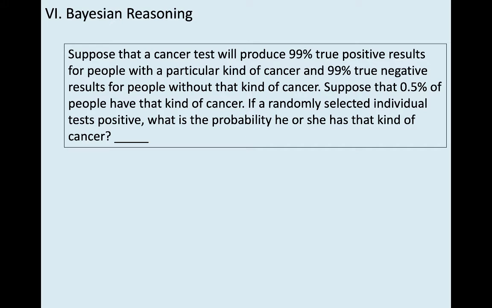Suppose that a cancer test will produce 99% true positive results for people with a particular kind of cancer, and 99% true negative results for people without that kind of cancer. So it's 99% accurate. And let's suppose further that only 0.5% of people have that kind of cancer. And let's suppose further that we randomly test somebody. We're not testing this person because they have symptoms or anything. We're just randomly testing somebody. And suppose that individual tests positive. What is the probability that that person has that kind of cancer?